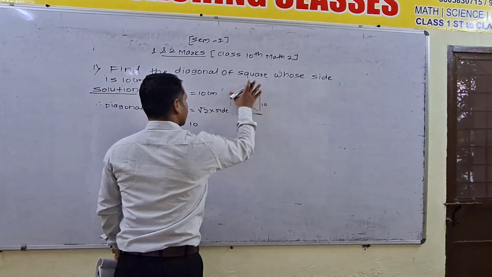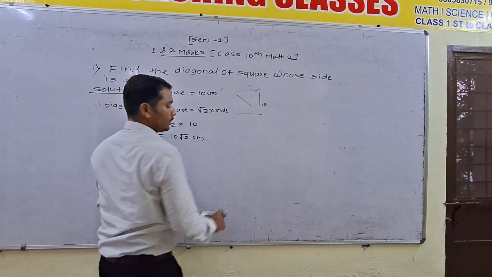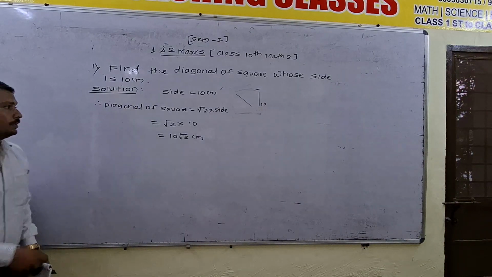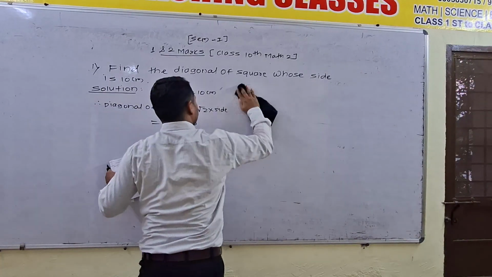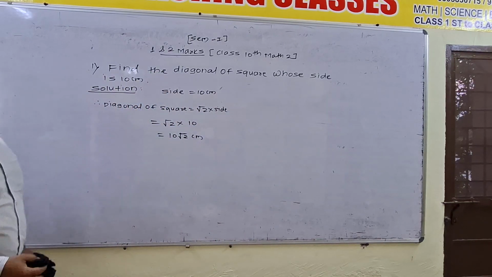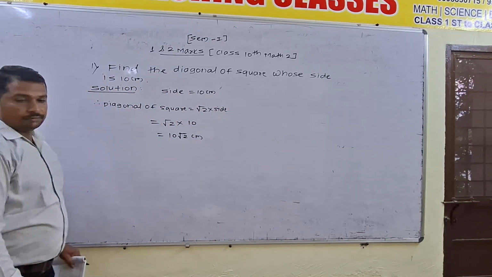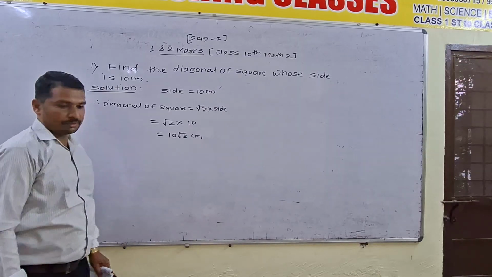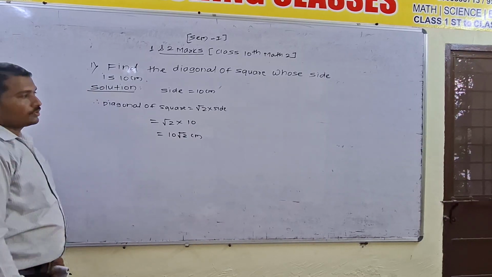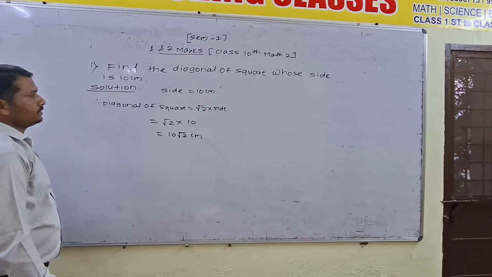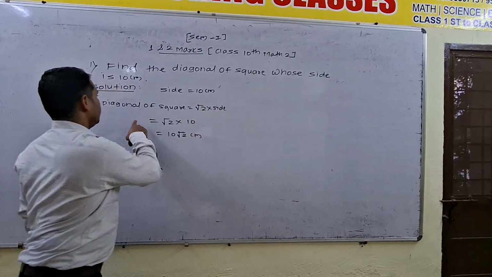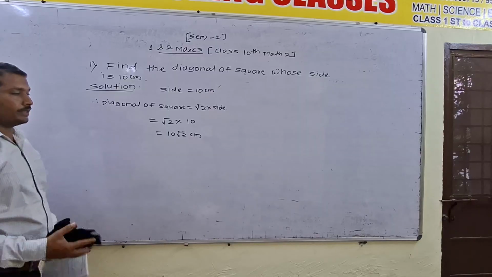So there is a 1 and 2 mark question. Write down there, solve again by this method as we said. So there is a 1 mark question. Don't waste your time. Be fast. Find the diagonal of a square whose side is 10 centimeter. Find the diagonal of a square whose side is 10 centimeter. Formula: diagonal of square is equal to root 2 into side.